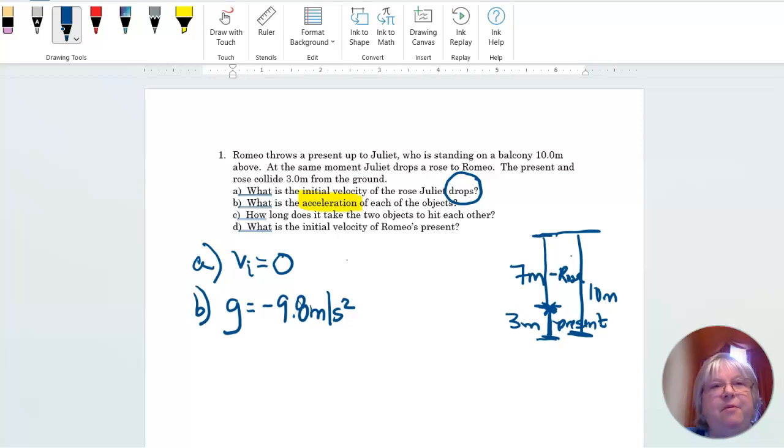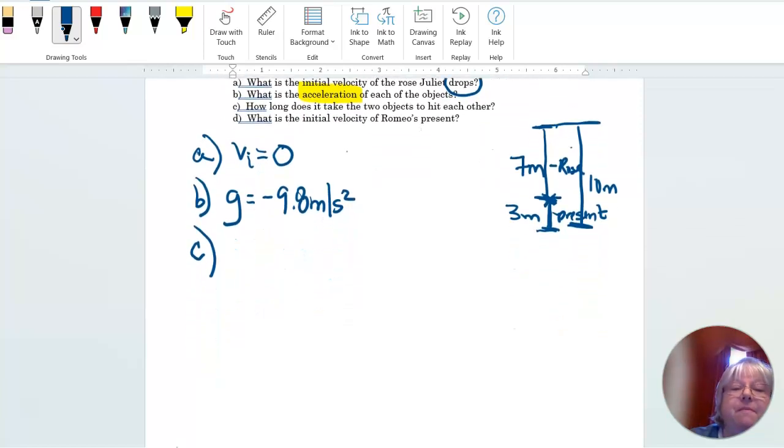Now, you might be thinking, but wait a minute, the present is rising. True, it is rising, but its acceleration is still directed downward. Gravity always is negative 9.8, unless we're not on Earth, but we are. All right, so now let's move on to one that's going to actually involve a little bit of math.